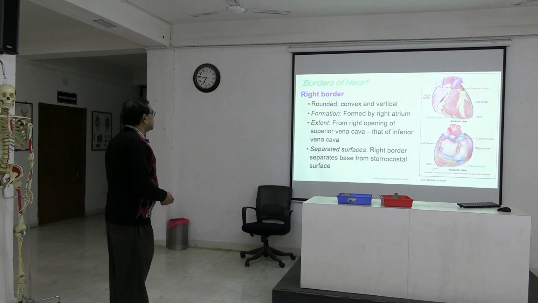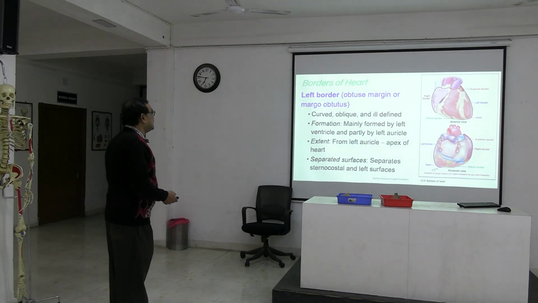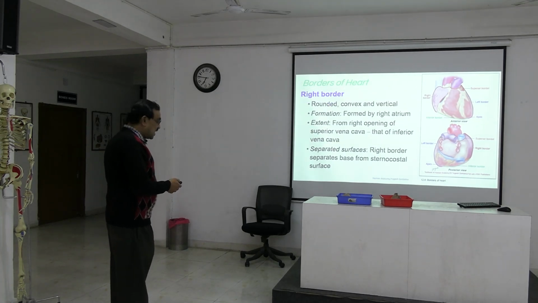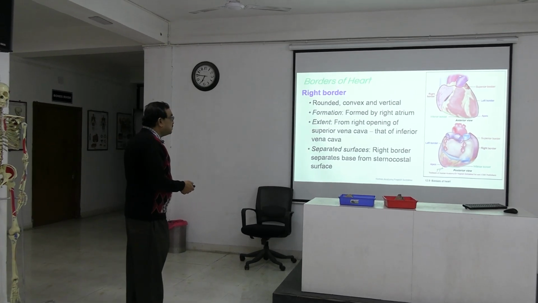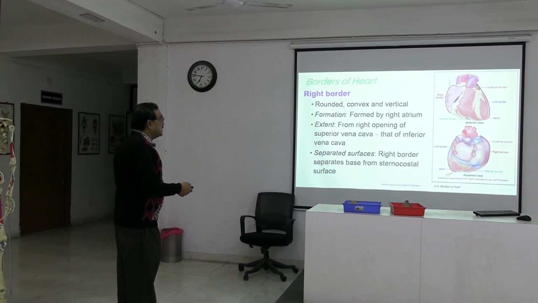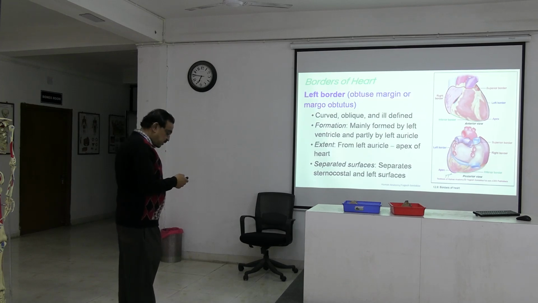So these are the borders. Then the right border is the line joining the superior and inferior vena cava, and this border separates the sternocostal surface from the right surface. Similarly, the left border is a bit convex, and it starts from the auricle and ends in the apex. It separates the sternocostal surface from the left surface.